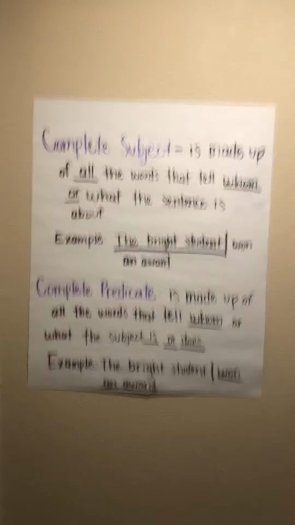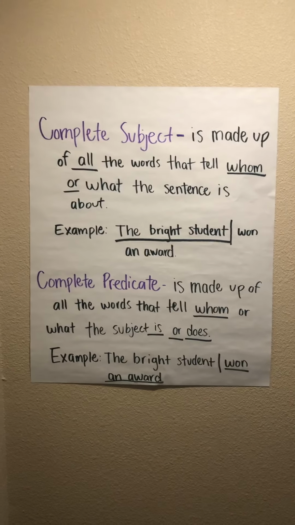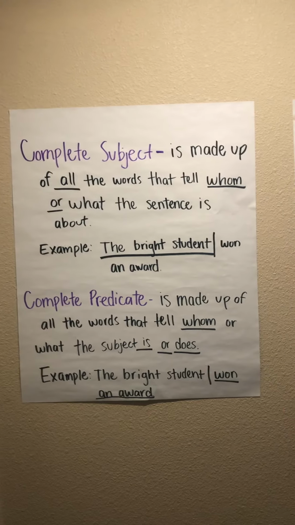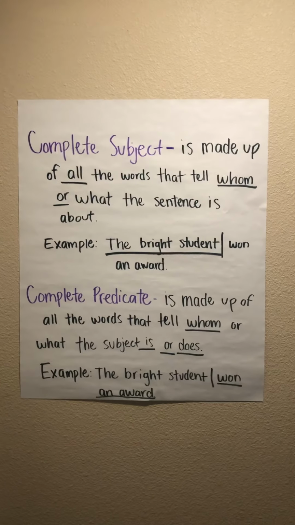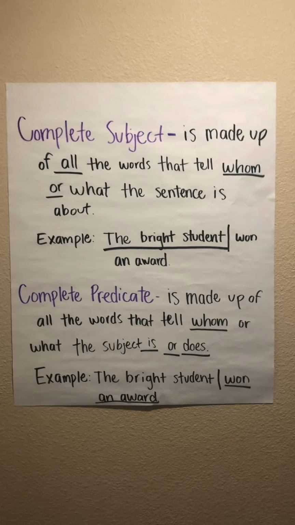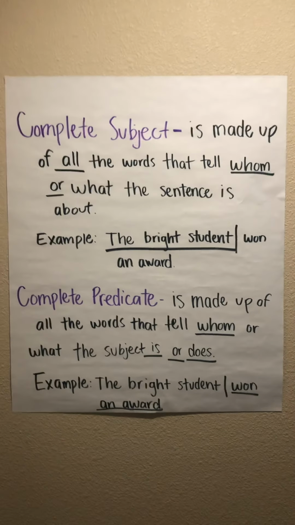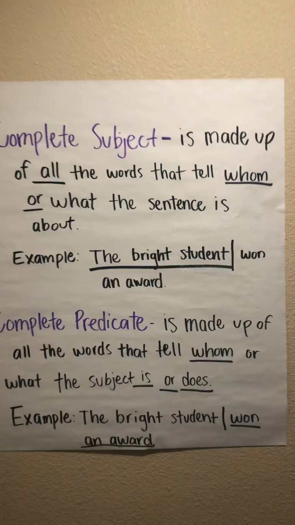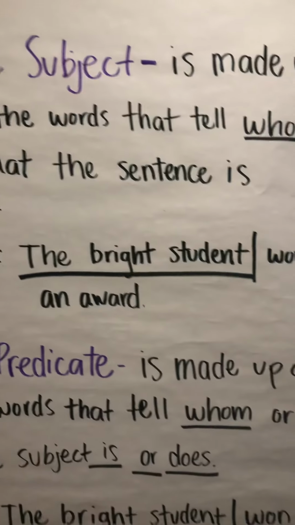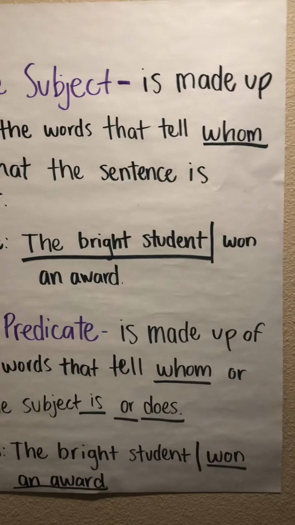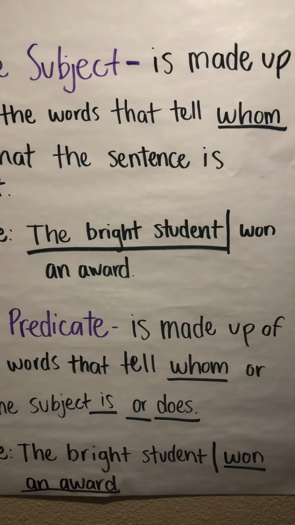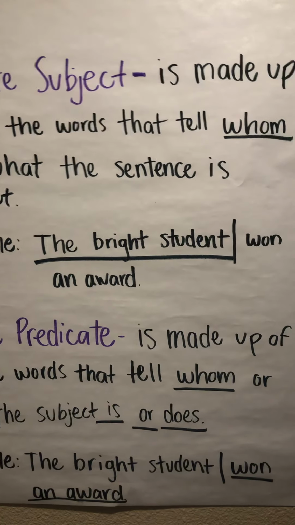Hey everybody, so this week's lesson is going to be over complete subject and complete predicate. So our complete subject is made up of all of the words that tell whom or what this sentence is about. So I wrote an example sentence for you guys. It reads, the bright student won an award.